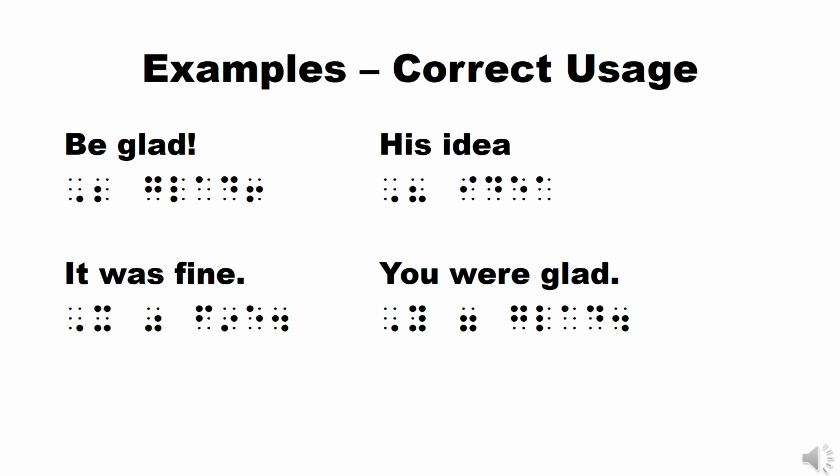It was fine. becomes dot 6 then letter X as it, followed by the word sign for was, then the word fine with the contraction of in. Using strong word sign X, was as dots 3, 5, 6, and fine. Lastly, You were glad. is written in Braille as dot 6 before letter Y, then the word sign for were, followed by the word glad, then period.